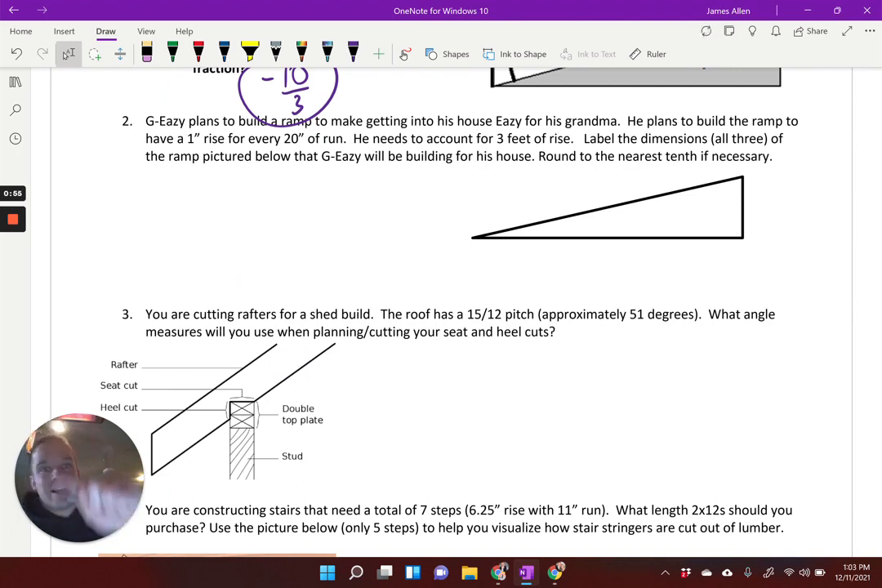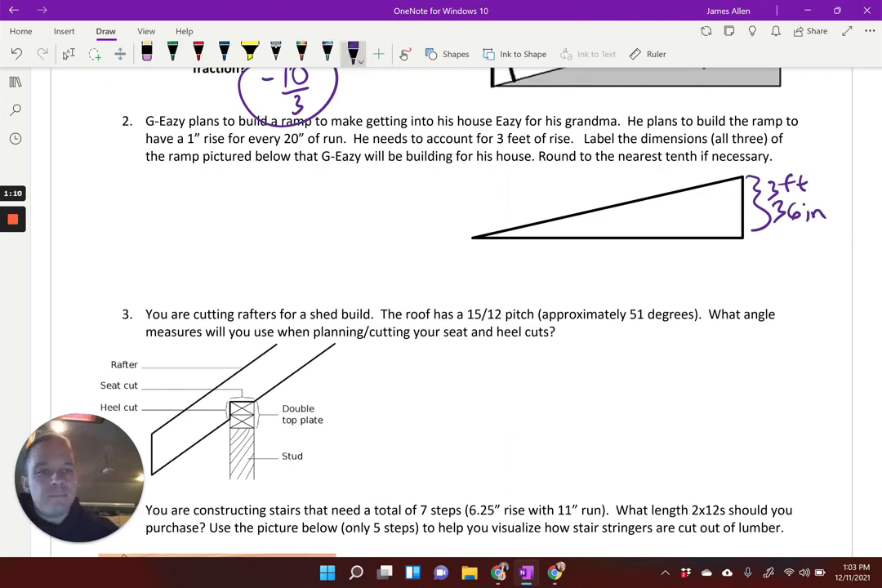G plans to build a ramp to make getting into his house easy. I remembered the Z on that one. For his grandma. He plans to build a ramp to have a 1-inch rise for every 20 inches of run. He needs to account for 3 feet of rise. I'll mark that down. 3 feet, which is 36 inches. I don't know why I use different notations.